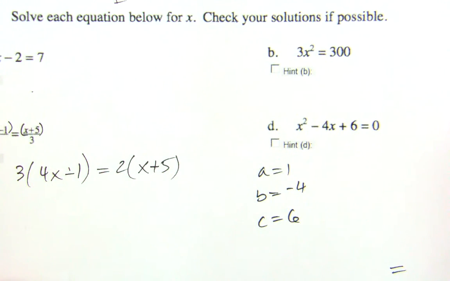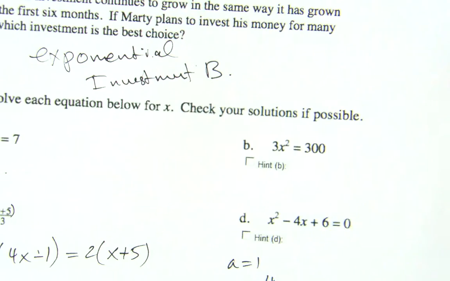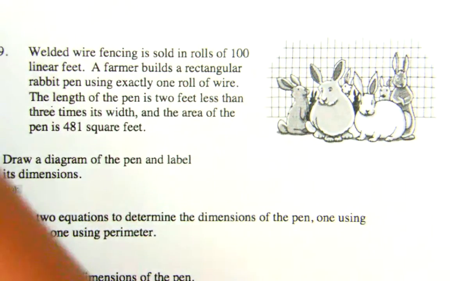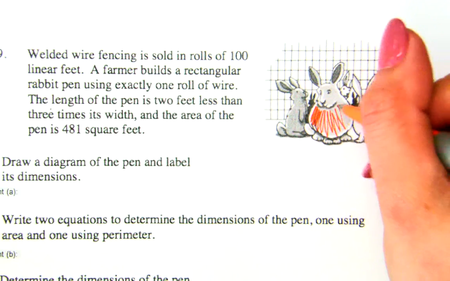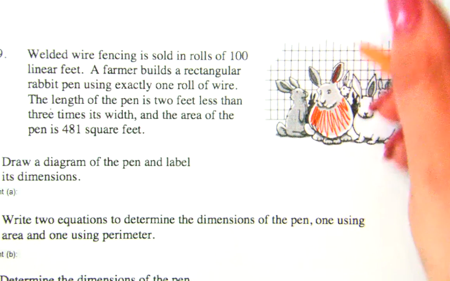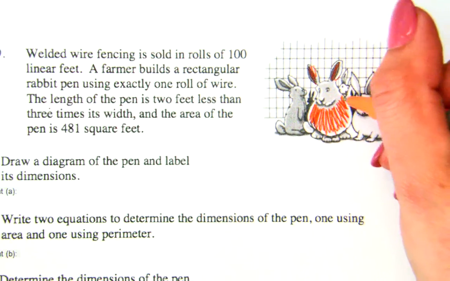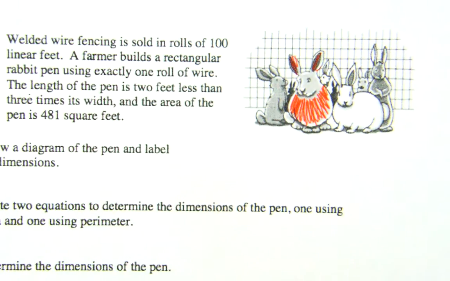And then 59. Are we in the last one? No. We're not in the last one. 59. Okay. Bunnies. Oh, he's so cute. I'm going to color them in. Look at the bunny. He's got orange fur. Yay. Oh, they're so cute. I just want to take one home. All right.